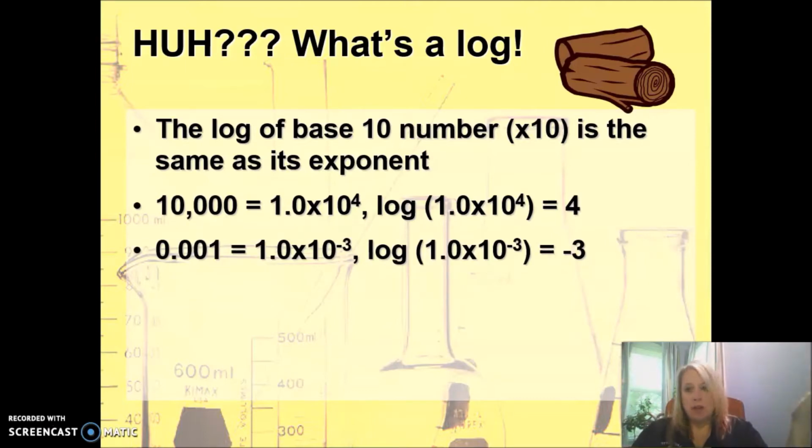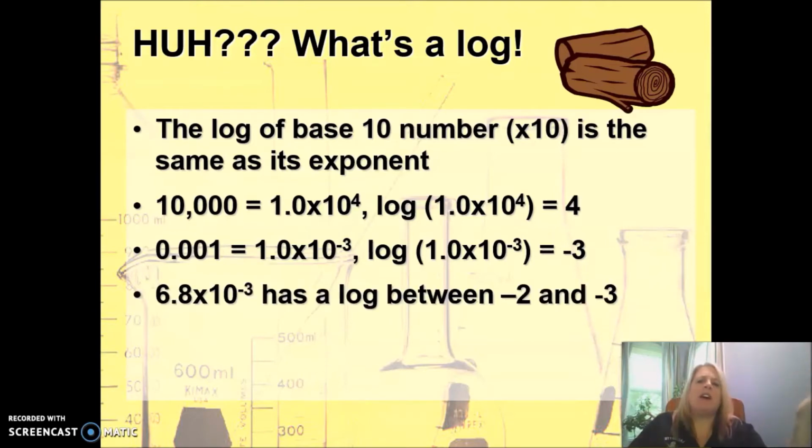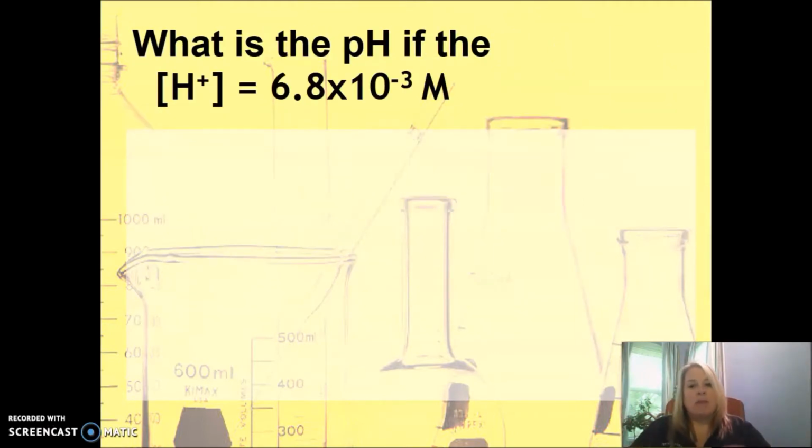We can also do this with small numbers. If we take the log of a small number, something less than 1, like 1 times 10 to the negative third, we're going to get the log is negative 3. What about if you have a number somewhere in between 1 and 0? Like here we have 6.8 times 10 to the negative 3. Well, if we take the log of that, it's going to be somewhere between 2 and 3. So all a log is basically how many times that number has either been multiplied by 10 or divided by 10. And so that's all that pH is.